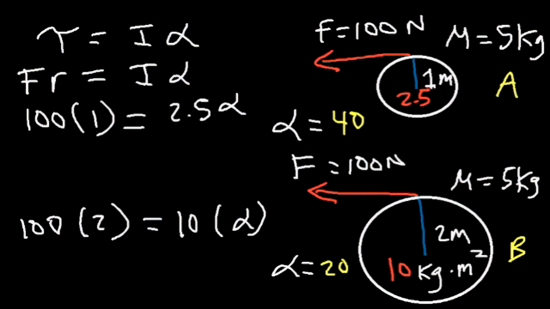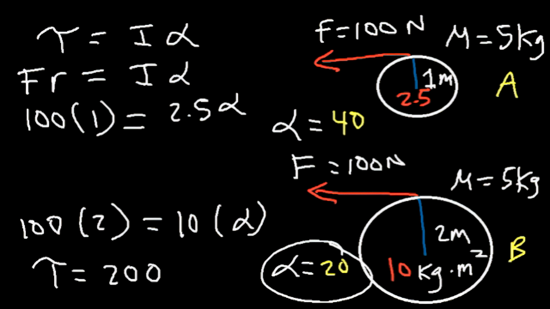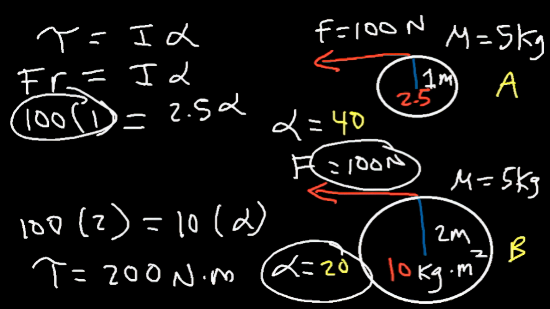So as we can see, even though the mass of wheel A and B are the same, the inertia is not the same. Because B has a larger inertia, it experiences a smaller angular acceleration, even though the torque applied to disk B is greater. The torque is 200. It's force times the radius. So even though it has a larger torque, the angular acceleration is still significantly less. We applied a smaller torque on disk A, a torque of 100, and yet it still produced a larger acceleration.